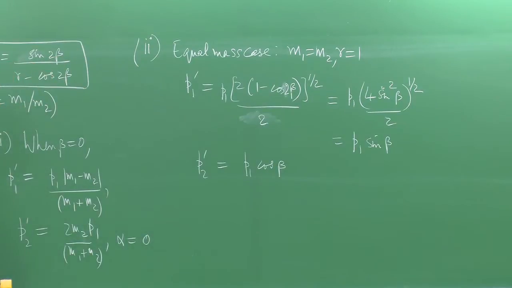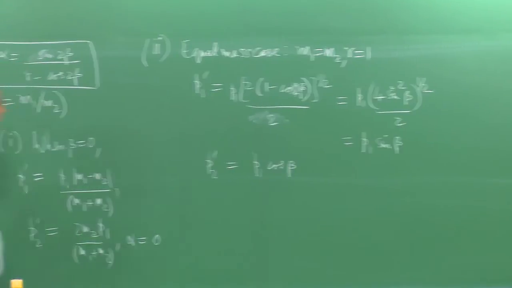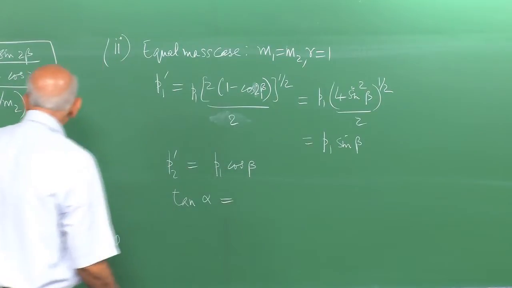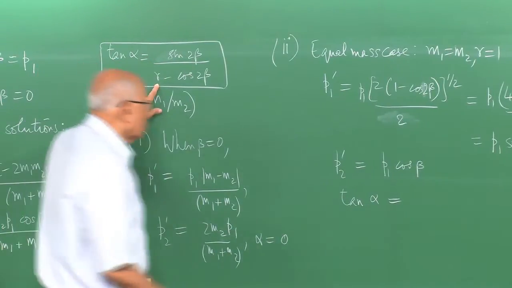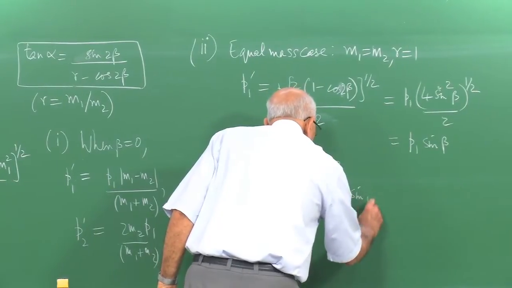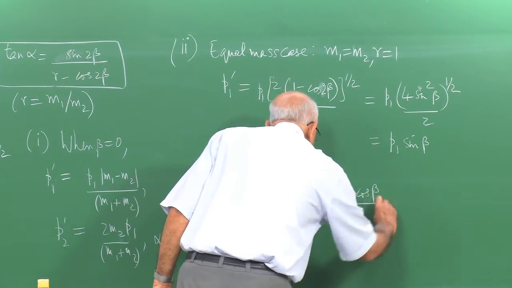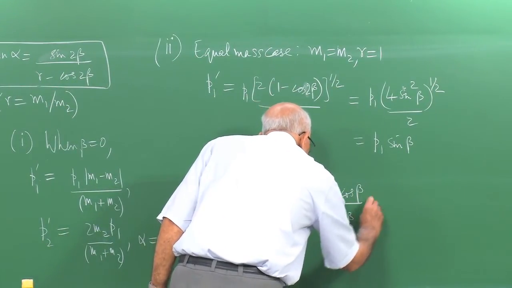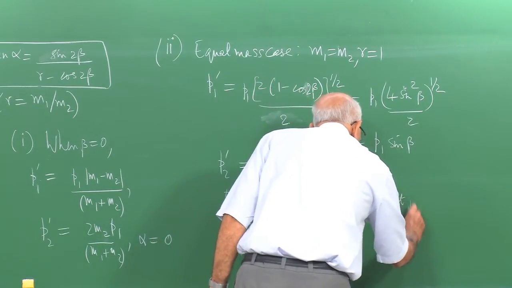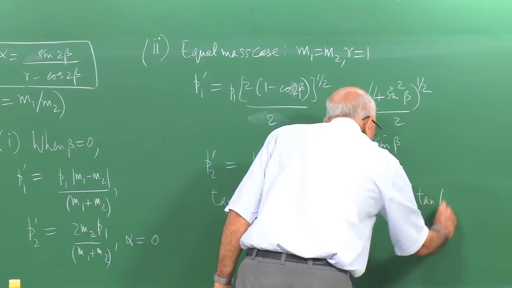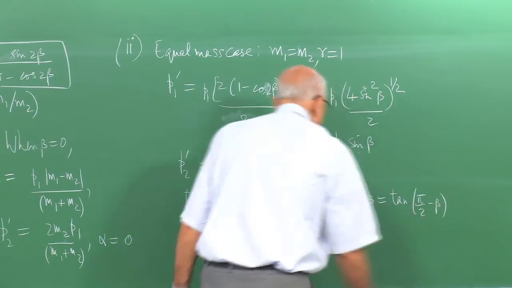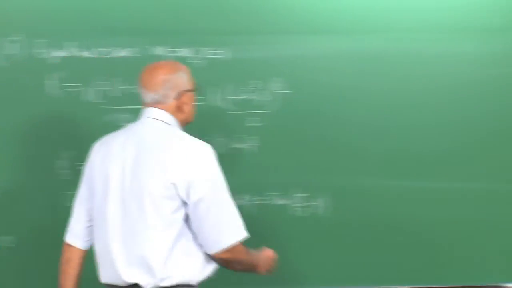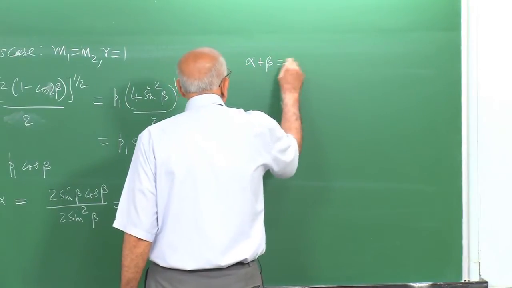So we have a picture which is remarkably simple in the equal mass case. In fact, we will see what alpha becomes. It's immediately clear. Alpha then becomes, this is sine 2 beta and this is a 1. So this is 2 sine beta cos beta divided by 1 minus cos 2 beta, that's 2 sine squared beta. So this is equal to cot beta, which is equal to tan of pi over 2 minus beta. So it says alpha is pi over 2 minus beta, which is the same as saying that alpha plus beta equal to pi over 2.